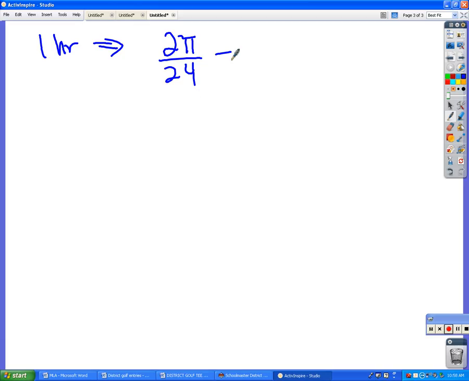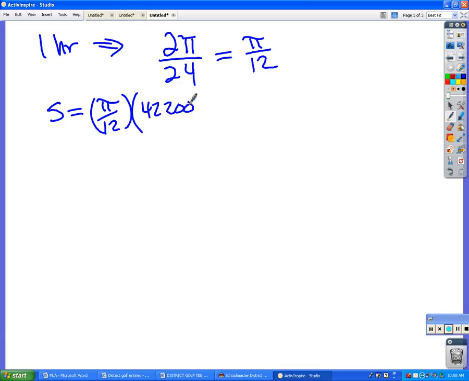Okay, so that means the angle in radians is pi over 12. So all I need to do to find the distance that it travels in 1 hour is take that angle times the radius, which we figured out was 42,200, and multiply those together. So that is the 1 hour distance.